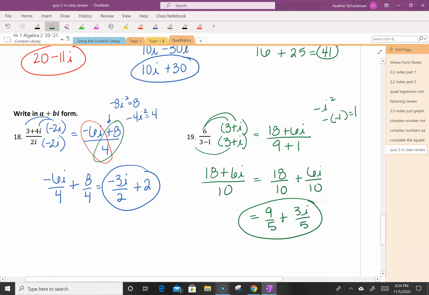And there's your answer. So again, you need to know this material and also the completing the square part 1 notes for the topic 2, quiz 2 that is in class.